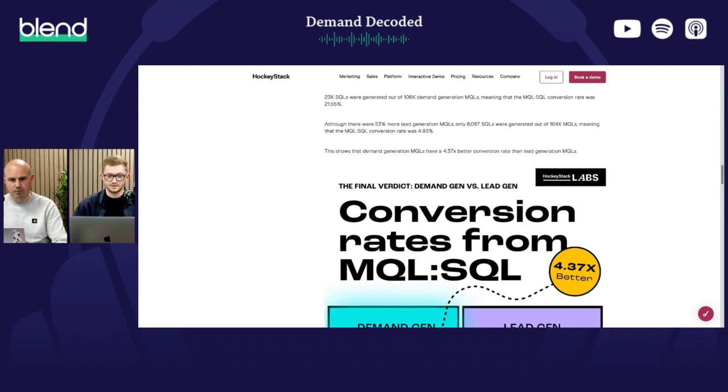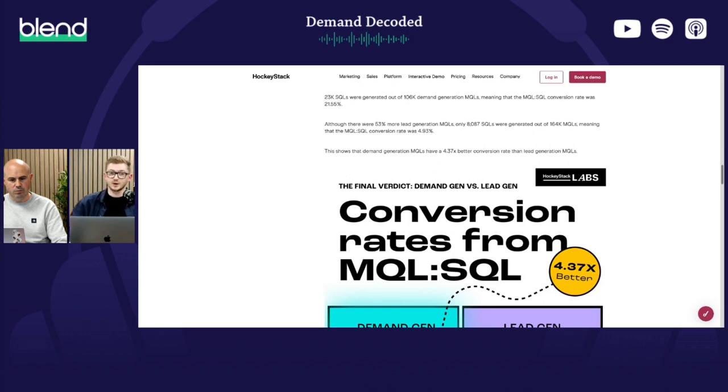So 23,000 SQLs were generated out of 106,000 demand generation MQLs, meaning the conversion rate there was 21.5%. And although there were a lot more MQLs generated for lead generation, only 8,000 SQLs were generated out of the 164,000 MQLs, meaning the conversion rate was actually only 4.9%. So that showed that demand generation MQLs had a 4.37 times better conversion rate than lead generation MQLs.